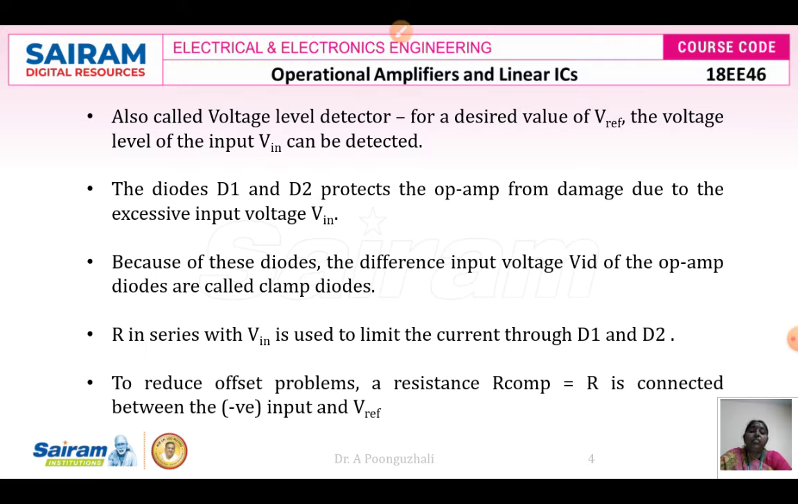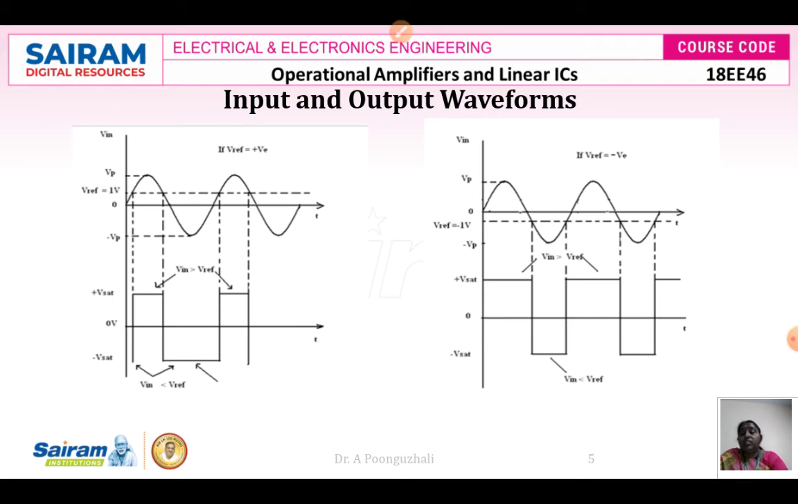Next, we always use a resistance R in series with your input voltage to limit the current that is going to flow through diodes D1 and D2. And to reduce your offset problems, you use a resistance R_COM, that is R connected between the negative input and your V reference.